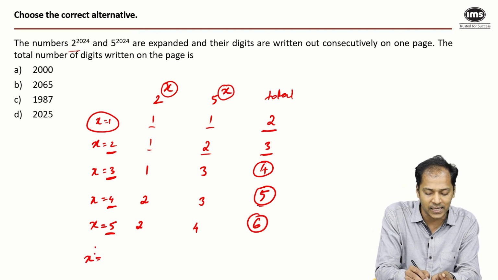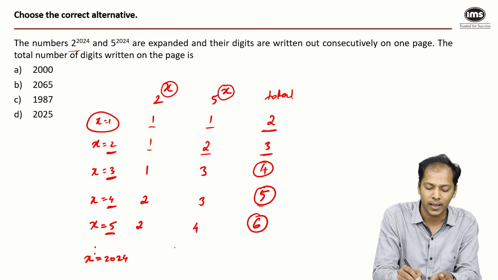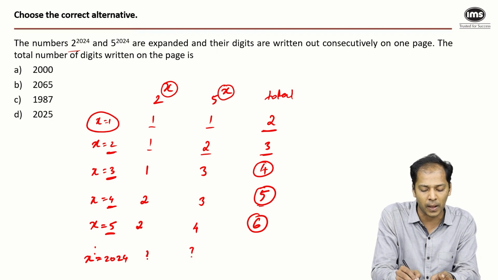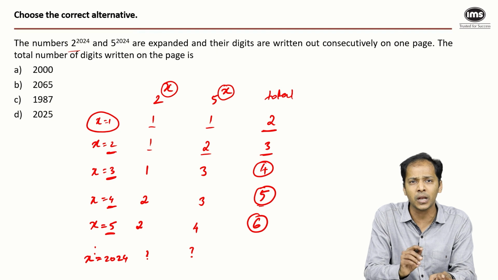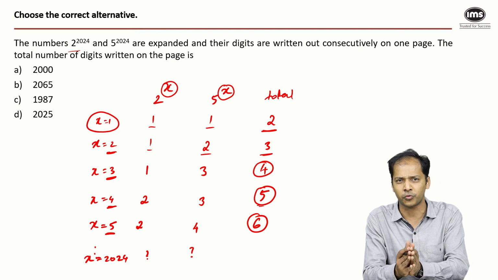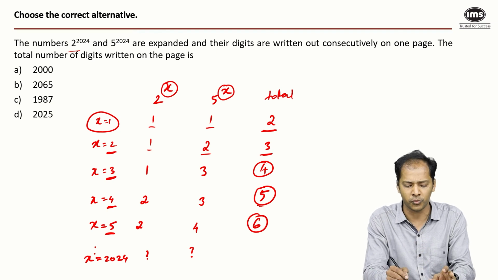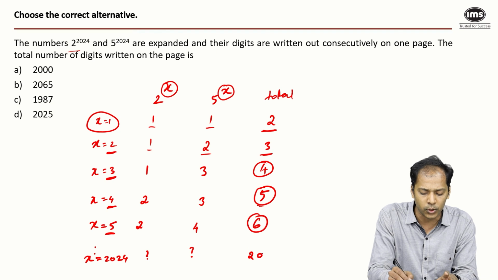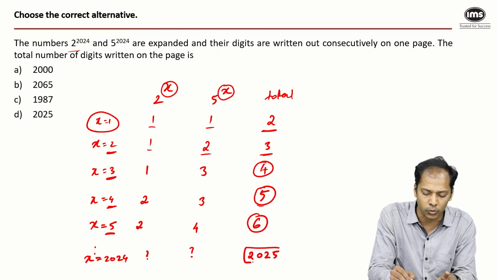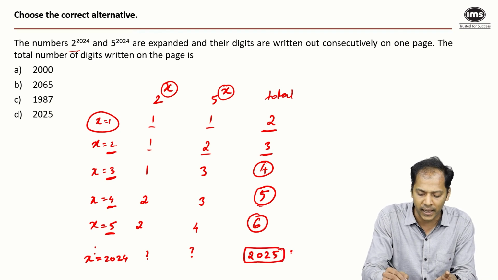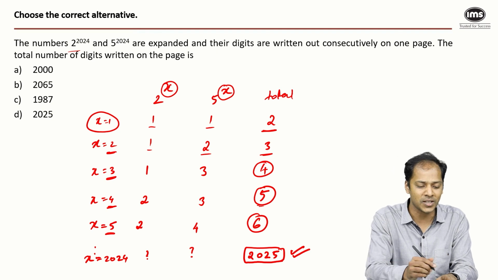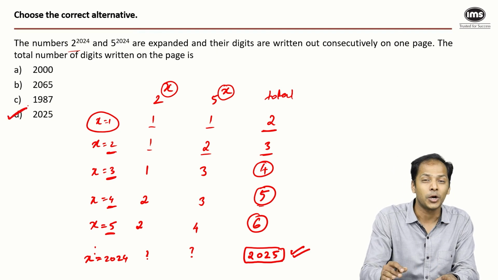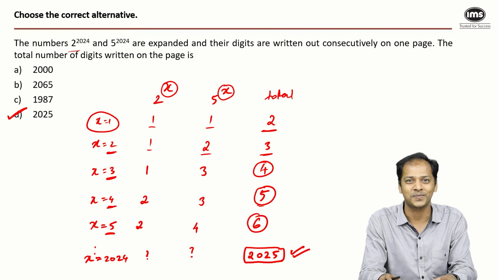Therefore, when we take x equal to 2024, I don't know what the individual number of digits would be, but the total number of digits of 2 to the power 2024 and 5 to the power 2024 would simply be 1 more than 2024, that is 2025, and that would be my answer. Therefore, my answer to the question is option D, that is 2025, right?